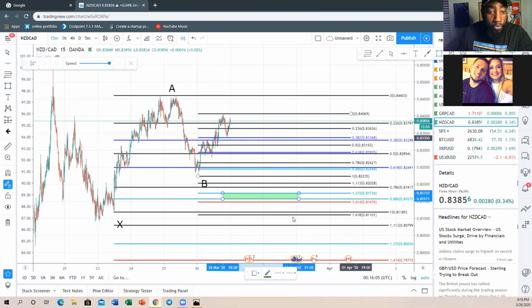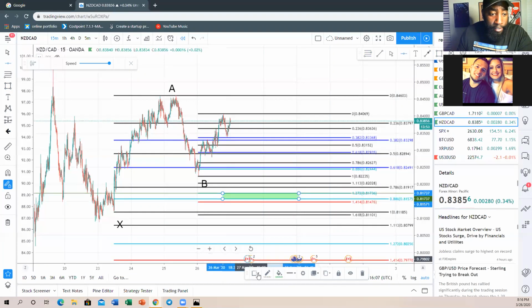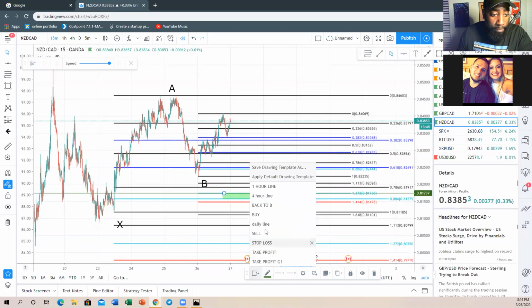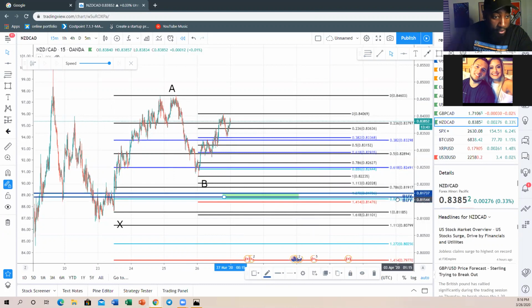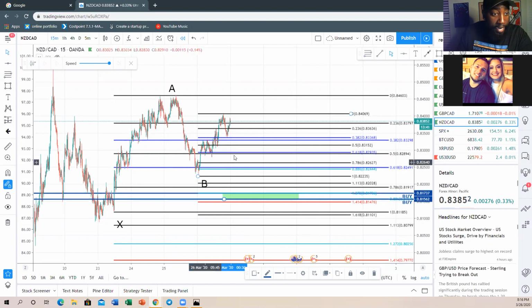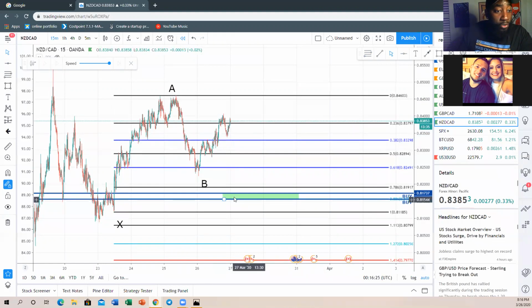So let me do the buy line. This would be a, oops, why is that like that? This would be a buy line. I need to make a shirt that says oops on it because I say that so much in these sessions. Buy. And now we have all these fibs on here I can erase. This is our hypothetical D point down here.